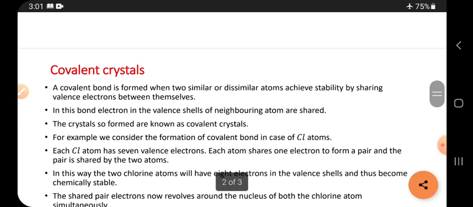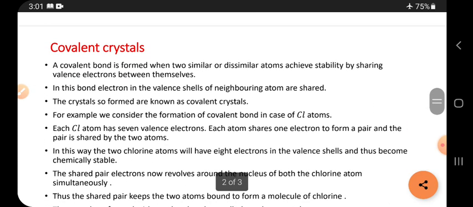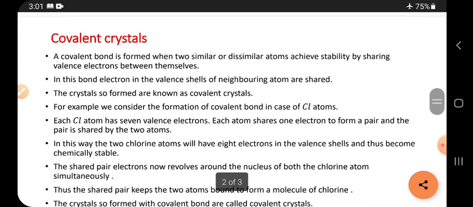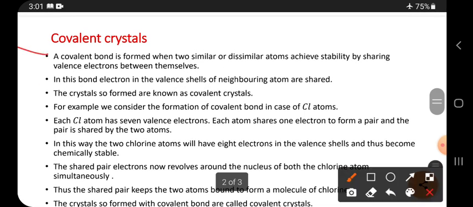Today's topic is covalent crystals. So, what is a covalent crystal? A covalent crystal is formed when two similar or dissimilar atoms achieve stability by sharing valency electrons between themselves.